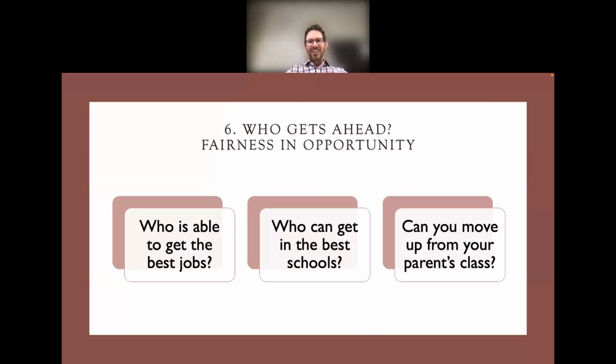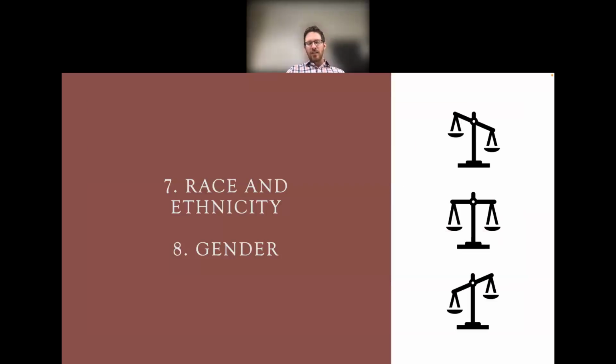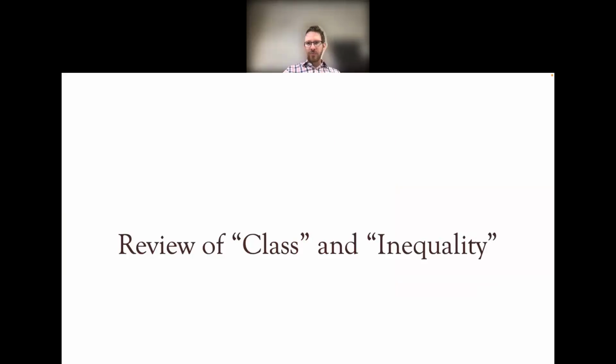So what are the mechanisms that help people get ahead? Who are able to get the best jobs or get into the best schools? What is mobility? And then we might look at ascribed characteristics and how they affect inequality. And largely in the US, we have looked at race and gender.